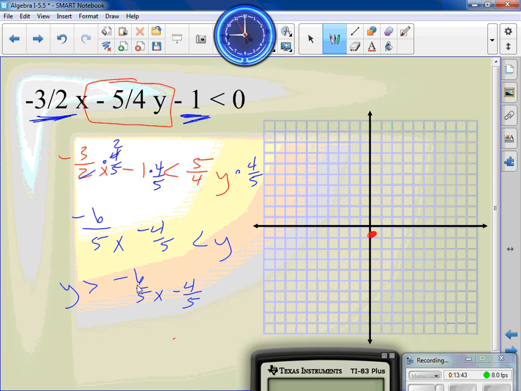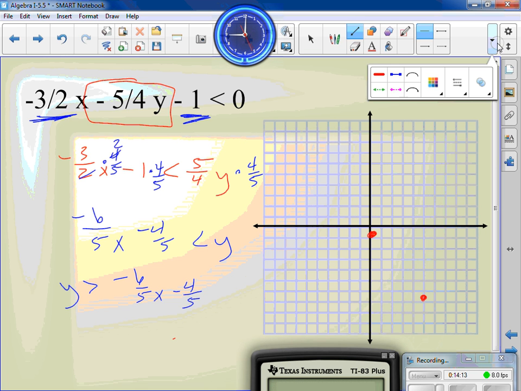I need to go which way now? Down 6. 1, 2, 3, 4, 5, 6. Notice I'm still in between lines. I lost track. 1, 2, 3, 4, 5. There's my second one. Is my line solid or dotted? Why is it dotted? It is not equal to, so it will be a dotted line.